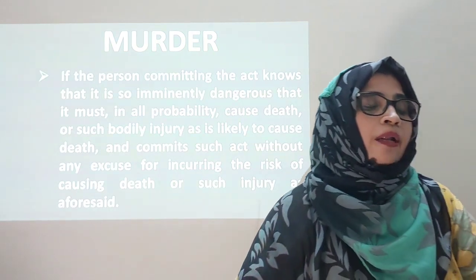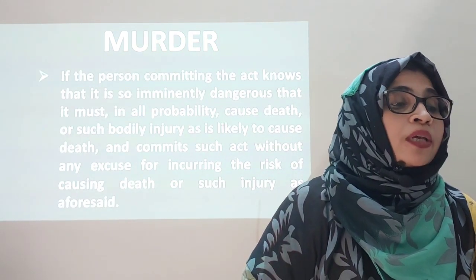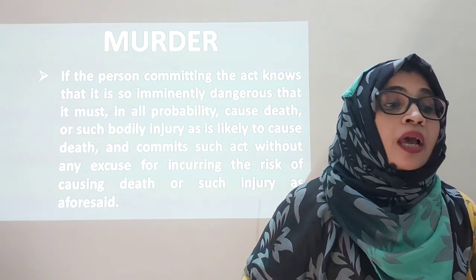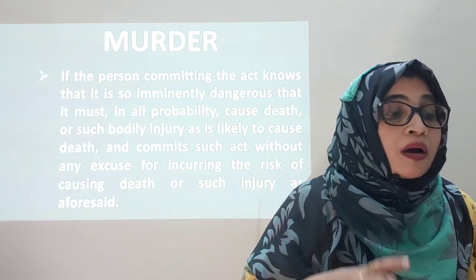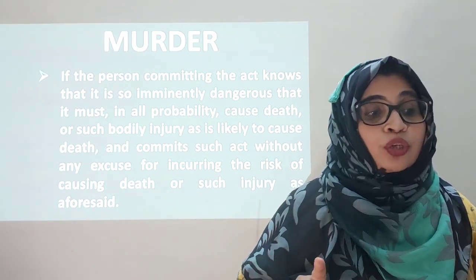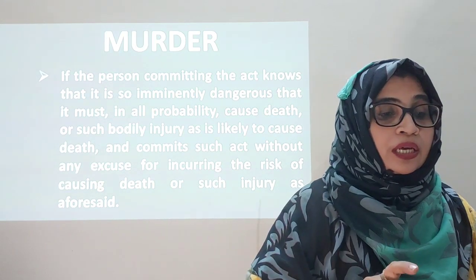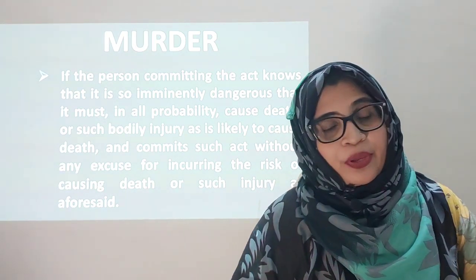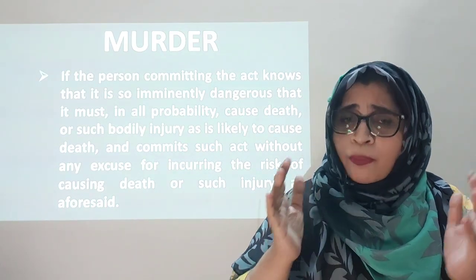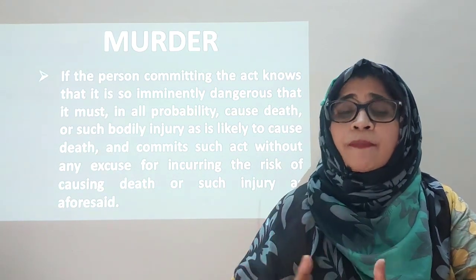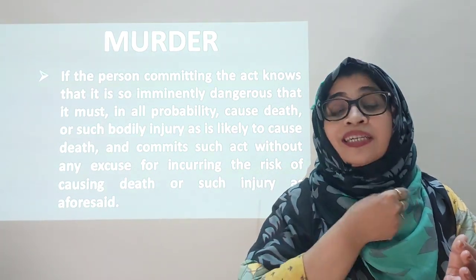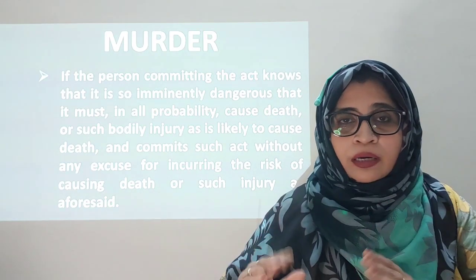Now another clause of Section 300 describes that if the person committing the act knows that it is so imminently dangerous that it must in all probability cause death or such bodily injury as is likely to cause death, and commits such act without any excuse for incurring the risk of causing death or such injury as aforesaid. Here the offender has complete information about the particular deceased person, and he leaves nothing. If he uses a knife and cuts the throat, he knows definitely that the other person will die.